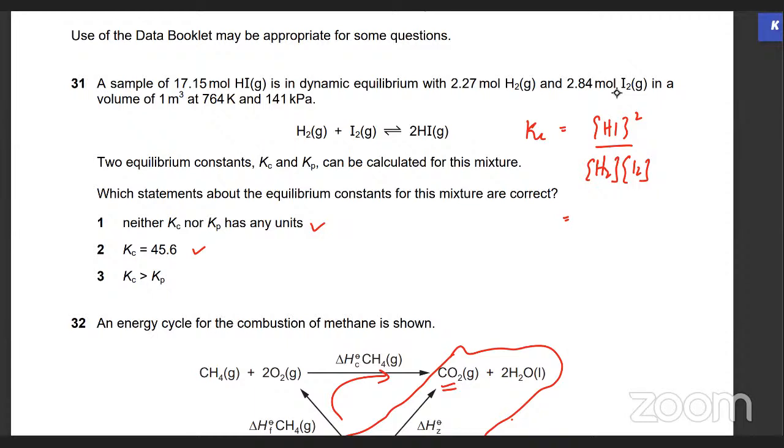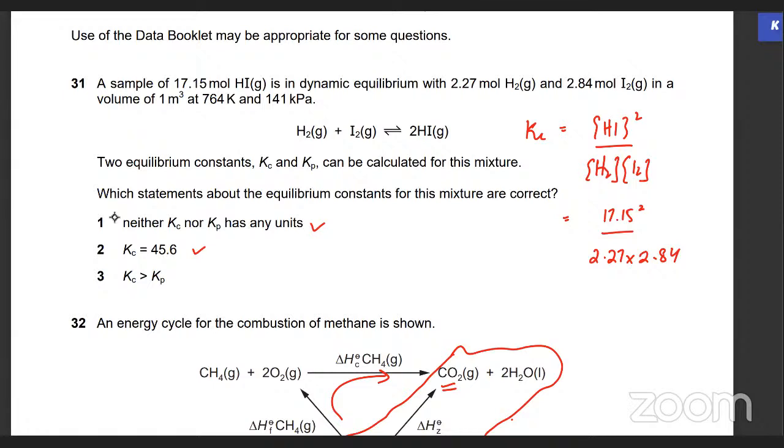So HI squared is going to be 17.15 squared into 2.84. So try and calculate, do you get 4.45.6 or not? And the other statement is that Kc and Kp will have different values, which is not true. The Kc and Kp values are going to be exactly the same.